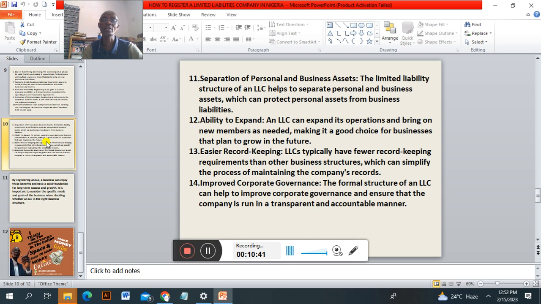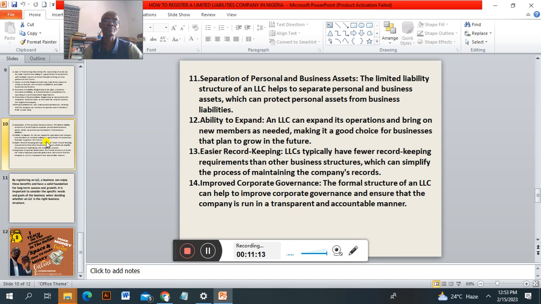Number 11, separation of personal and business assets. The limited liability structure of a limited liability company helps to separate personal and business assets, which can protect personal assets from the business liability. Number 12, ability to expand. A limited liability company can expand its operations and bring on new members as needed, making it a good choice for businesses that plan to grow in the future.